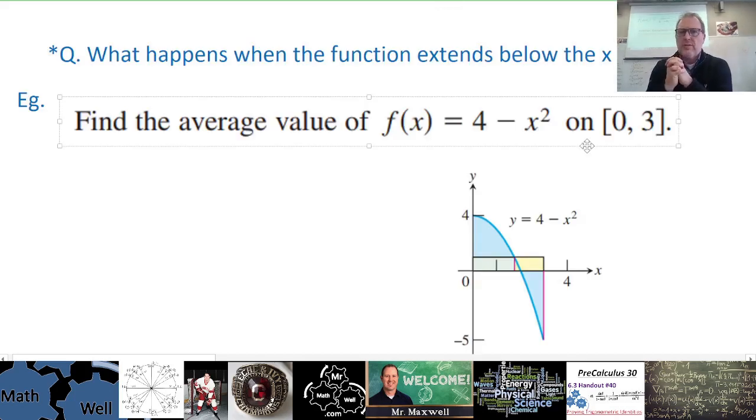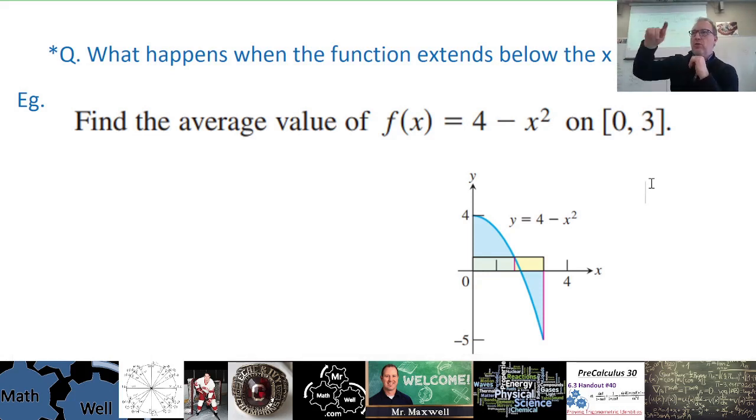So think about this. We have a random function, and I'm asking you, what is the average value of this random function on the interval from 0 to 3? And we're going to very quickly get into, we haven't had any examples where the graph actually is below the x-axis. So we're going to think about this. What's the average value of f of x equals 4 minus x squared on 0 to 3? So here's the sketch. There we go, can you see that now? Here's the sketch on the right.